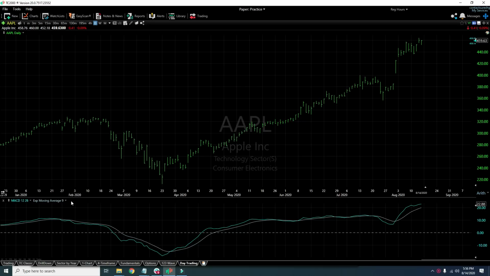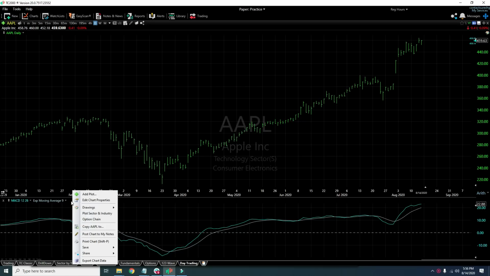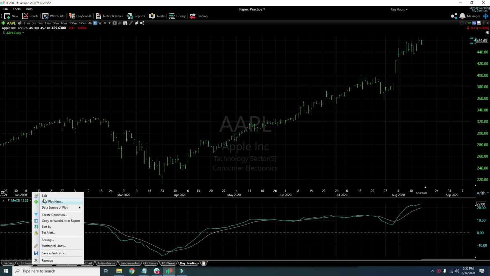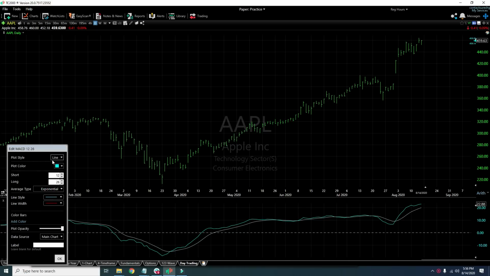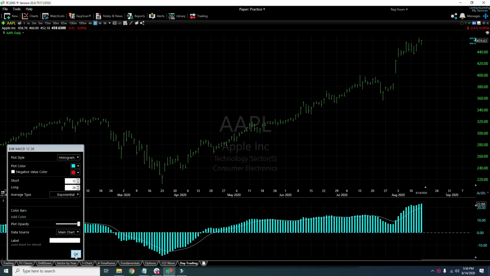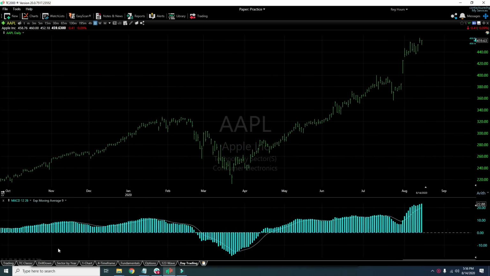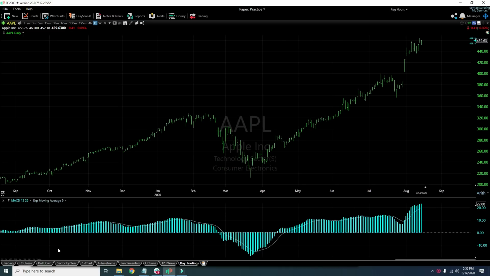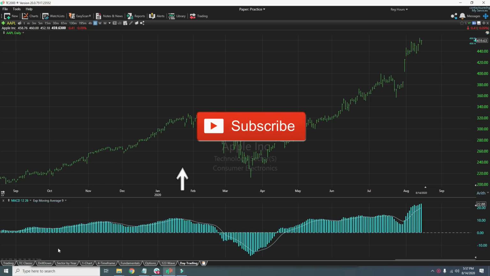Okay, next we are going to plot the MACD histogram on this chart. So I will go to edit, and you see that here its plotted style is line, and let's say I switch to histogram. Now you can see the histogram. The histogram is nothing but the difference between the MACD line value and the signal line value. When you plot it, that's how it appears.